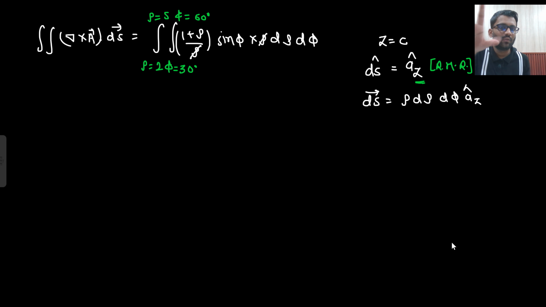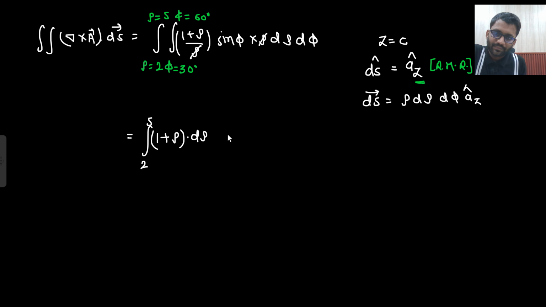So is that clear how we are approaching the problem? This is how you need to solve all the problems. We will see more questions, it will be more clear to you. Okay, so let's solve now. Rho limit I will put on rho only, rho limit from 2 to 5. And phi limit will be put on phi only. Sin phi d phi, that will be phi from 30 degree to 60 degree.